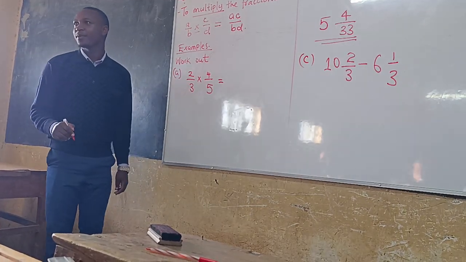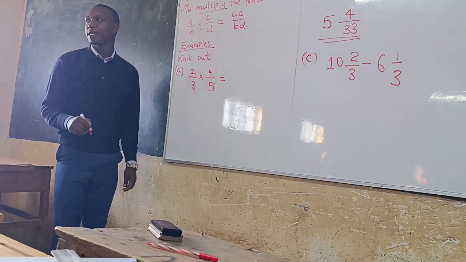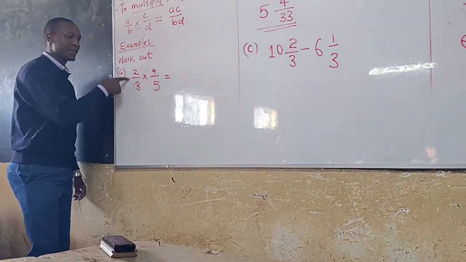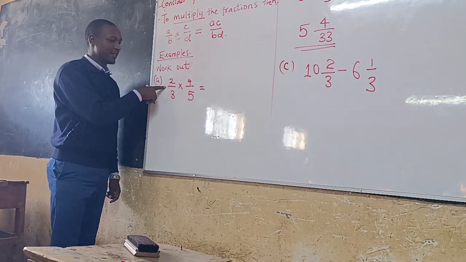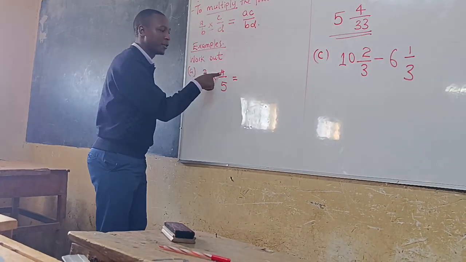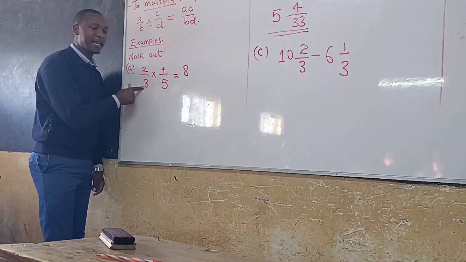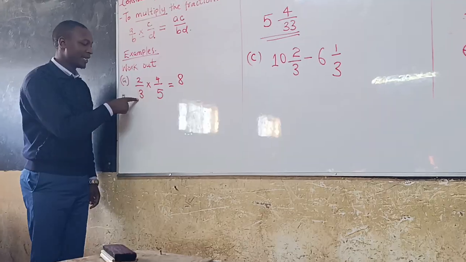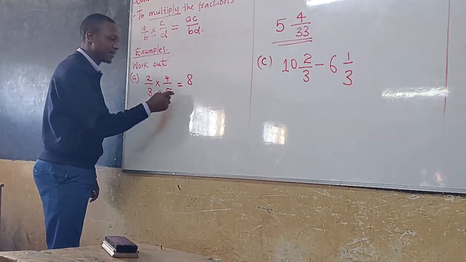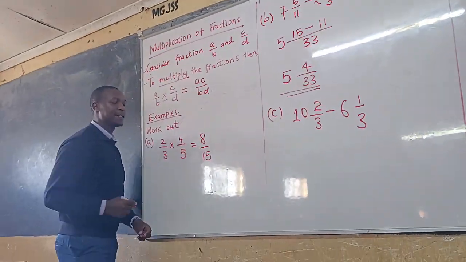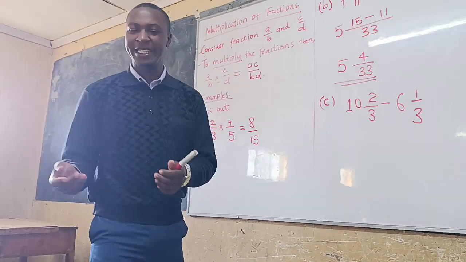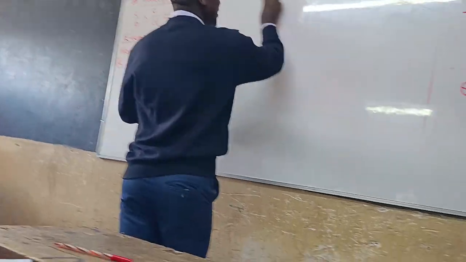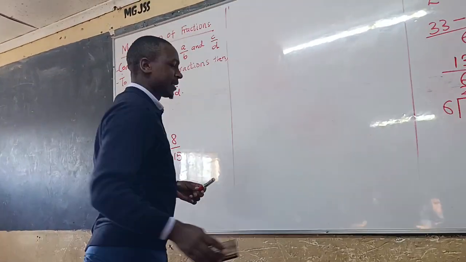You multiply the numerators. The numerators here are 2 and 4. So what is 2 times 4? 8. And then you multiply the denominators. The denominators are 3 and 5. So what is 3 times 5? 15. So the answer is 8 out of 15. Easy or hard? Easy. Let's go to the next example.